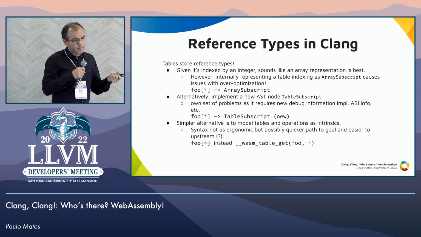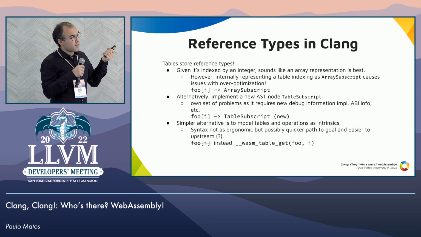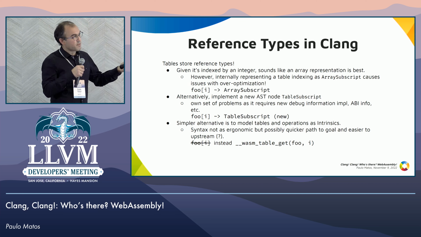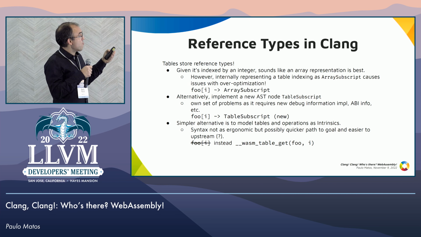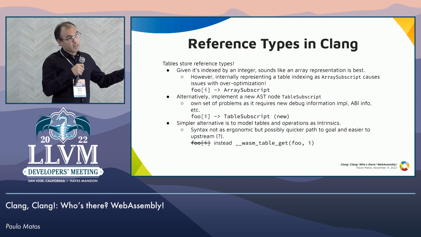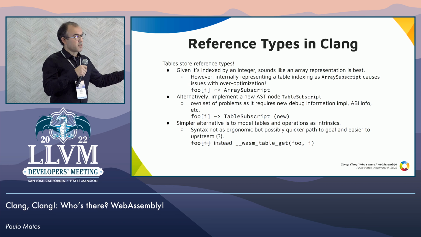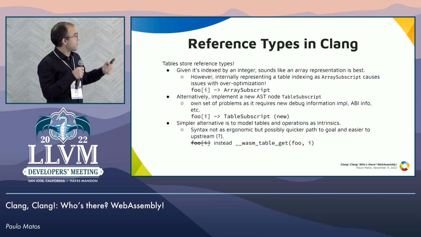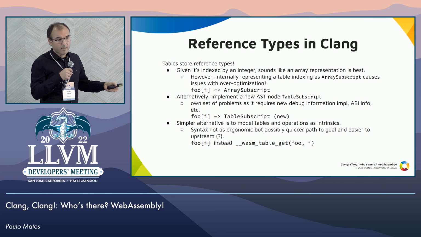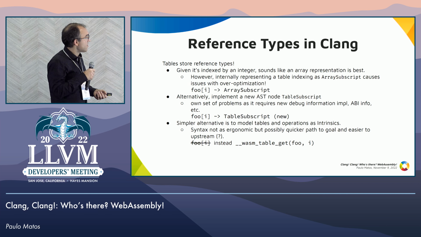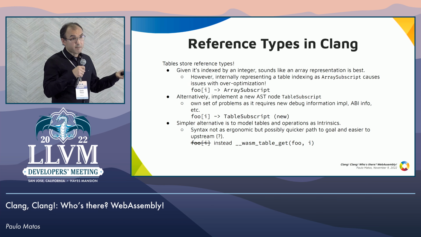And so, alternatively, we tried to do instead, okay, it's very nice for the user to have tables as arrays, but what about instead of lowering these to array subscripts, so accesses to the table, let's lower this into a new node that's a table subscript. And this is done also like that for matrix types. That was added a couple of years ago.